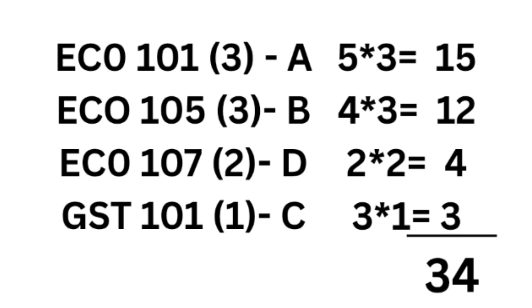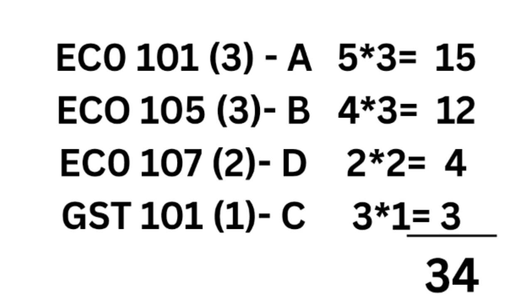So let's say the student had an A in Eco 101, B in Eco 105, D in Eco 107, and C in GST 101. So how do we calculate his grade point for that semester? Now, to calculate his grade point average, remember we said A is 5 points. So if he got an A, that is 5 points. 5 is going to be multiplied by the credit unit for that course, which is 3. So 5 multiplied by 3, you have 15.